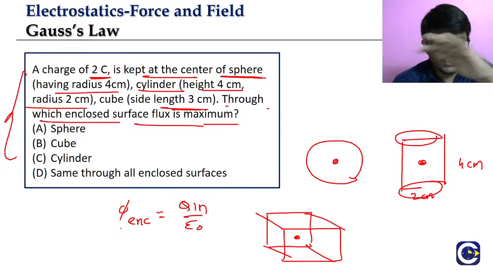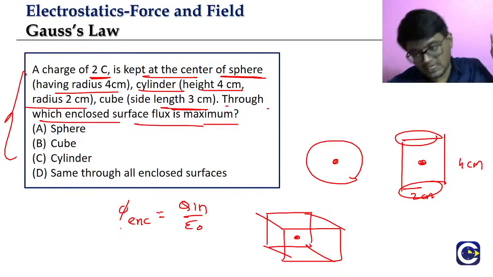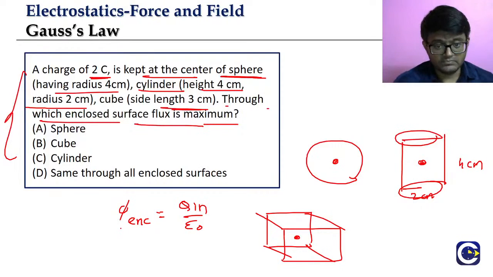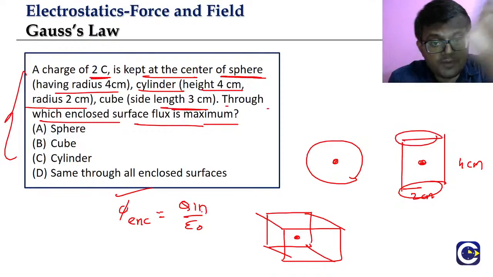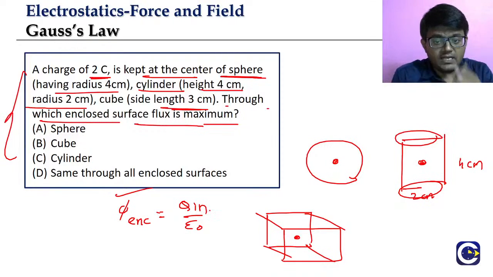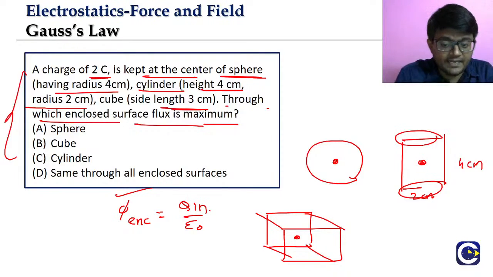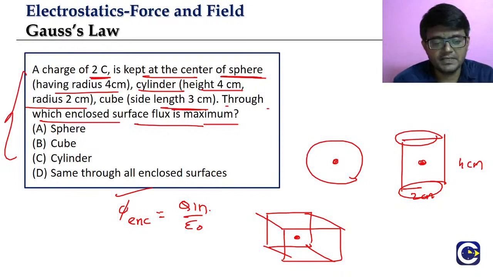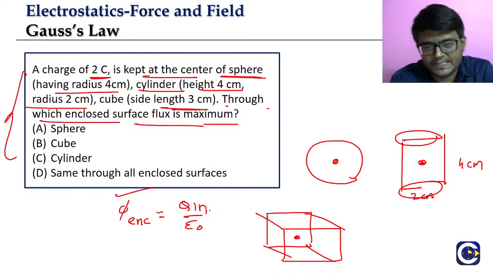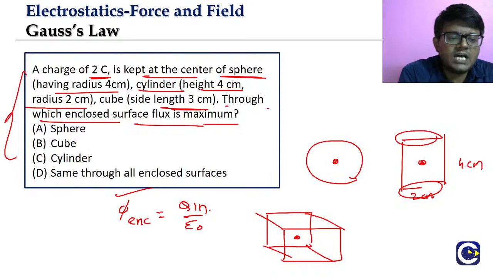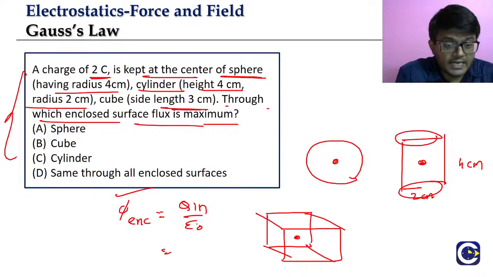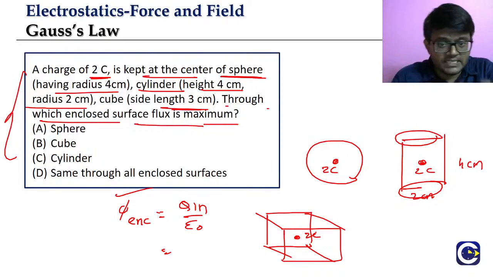We can discuss the shape of the enclosed surface, but this does not depend on the shape, understood? So the flux through the enclosed surface will not depend upon the shape of the enclosed surface. It may be a sphere, a cylinder, a cube, or even randomly shaped, but the total flux through the enclosed surface will be equal to charge inside by epsilon naught. Now see, in all of them what is the charge? 2 coulombs only in each of them. The objects or the dimensions are changing, but in all cases the charge inside is 2 coulombs.